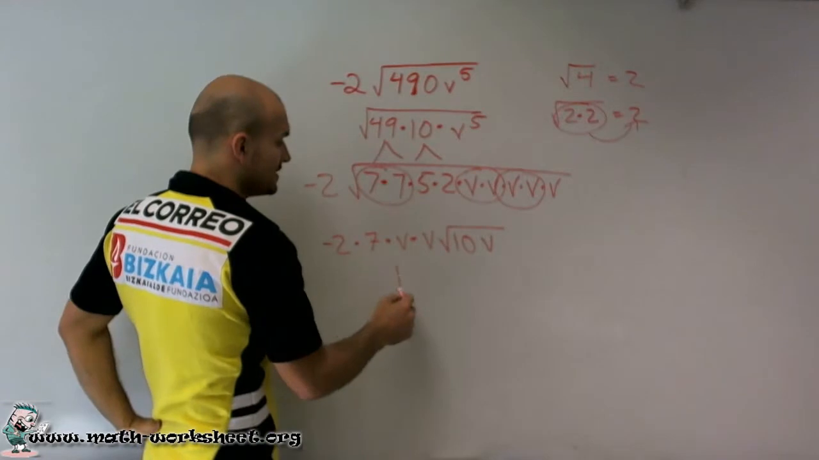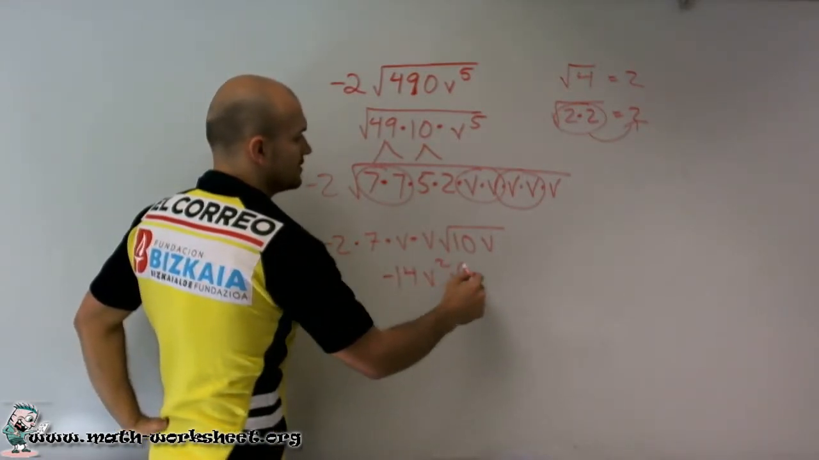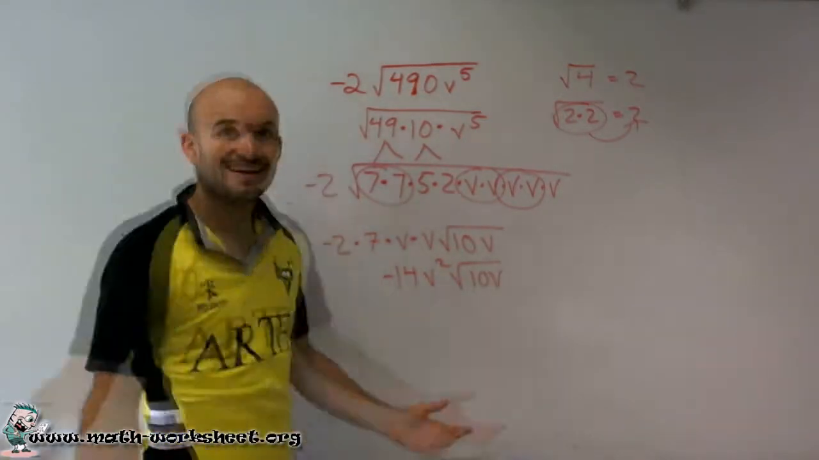Now on the outside, I just need to simplify. Negative 2 times 7 is negative 14. V times v is v squared, times the square root of 10v. And there we go, we got it simplified.